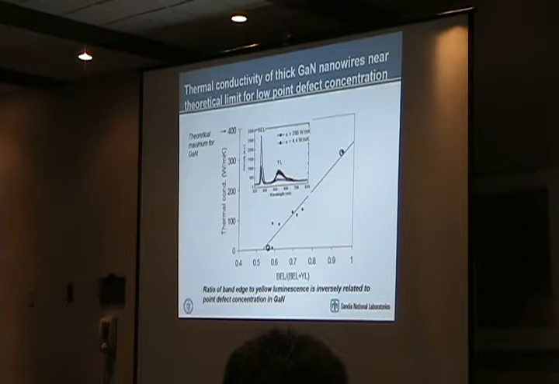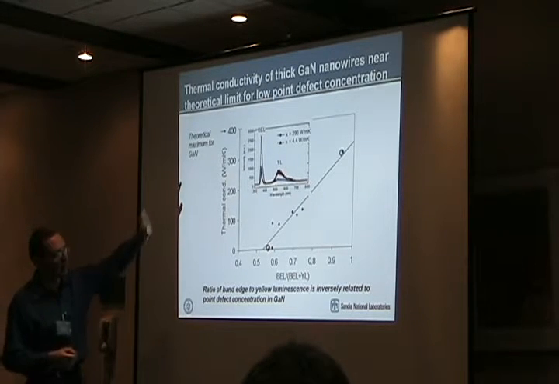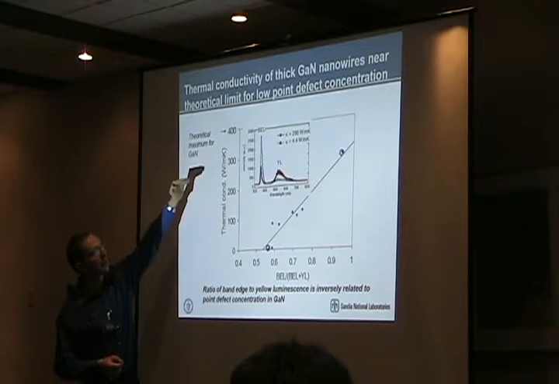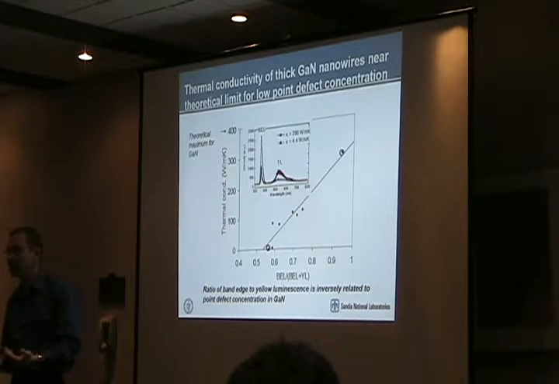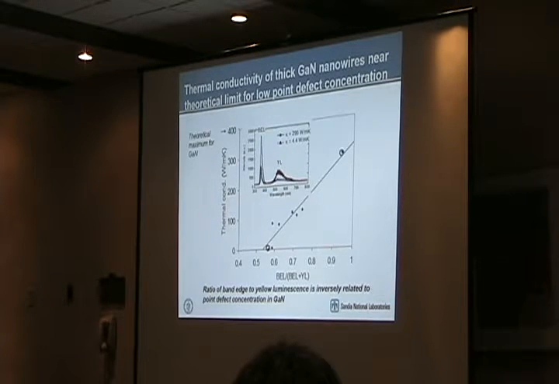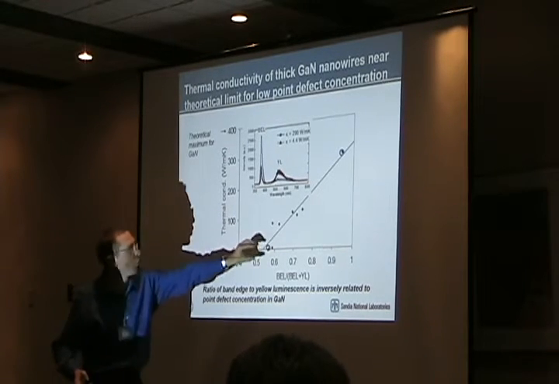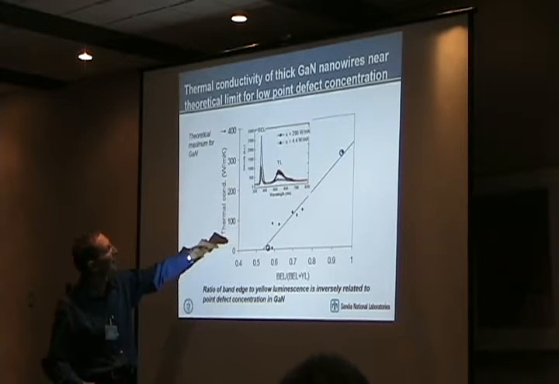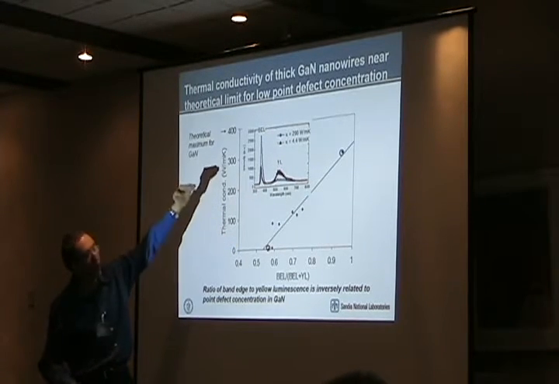But there's a very strong dependence on the ratio of band edge luminescence to yellow luminescence. And what we see is that as the band edge luminescence fraction becomes higher, the thermal conductivity also improves. And that makes a lot of sense because it is also well known that phonons will scatter from defects. And what I showed here is just these 2 points. You see, the thermal conductivity here is going from 4 watts per meter Kelvin all the way to almost 300.